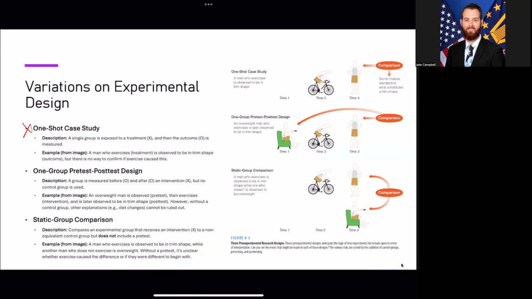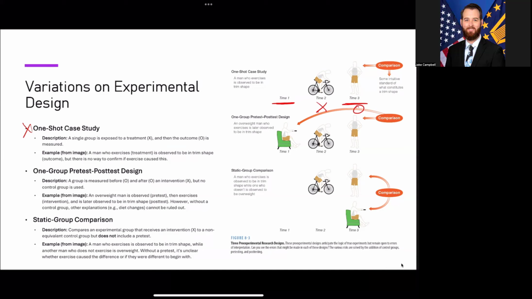So the one-shot case study here, where a single group is exposed to a treatment. So we have an individual, right? There is no pretest, nothing occurs here. We have an individual that's observed. At this point, they appear to be in shape, right? They exercised at some point in time. That's a one-shot case study where we can potentially conclude that this person is fit as a result of their exercise, right? But as you can tell, it's hard to conclude with a lot of certainty that that is the case. We just see a fit person who happens to be exercising. Maybe it's their diet that causes them to be fit. They just happen to exercise.